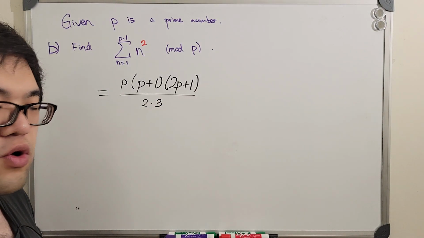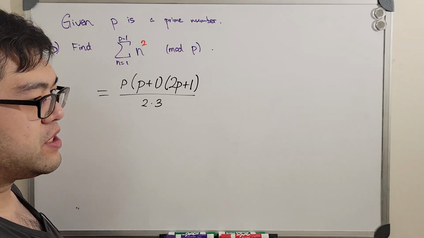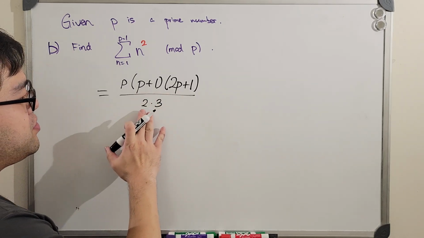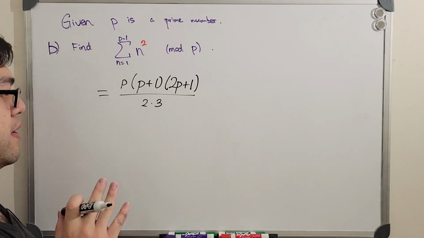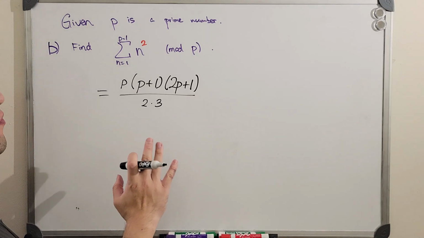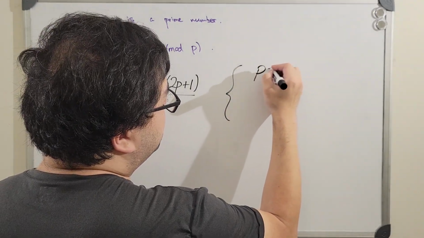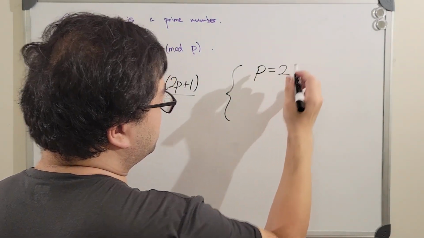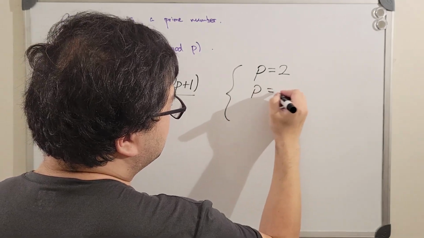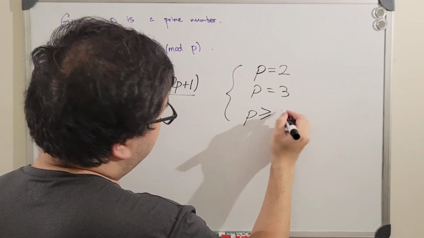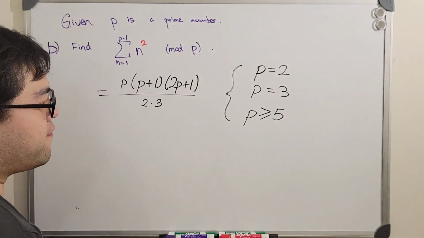And that is going to give us something different, which is actually similar to part A, that we need to separate out the p equals 2 from the rest. Here we need to break it into 3 cases: when p is equal to 2, when p is equal to 3, and when p is strictly greater than 3, which again will be greater than or equal to 5.